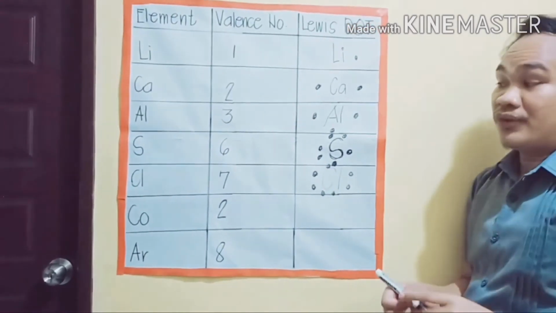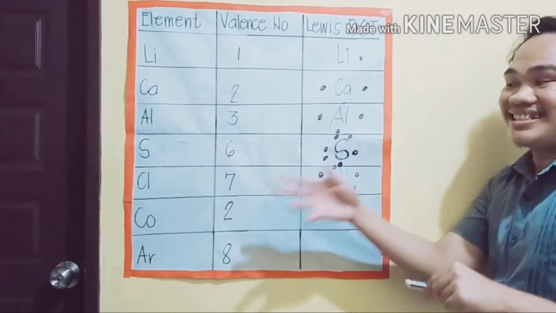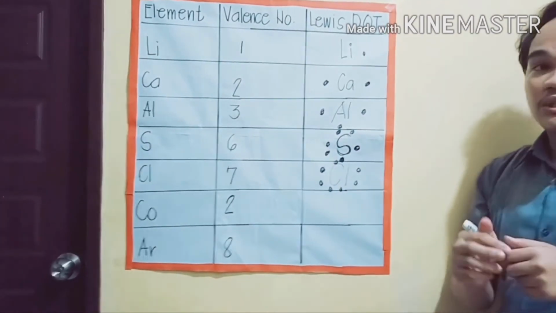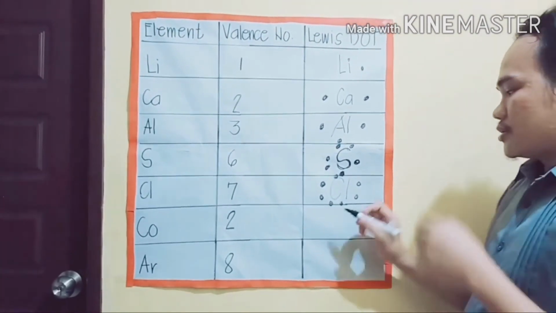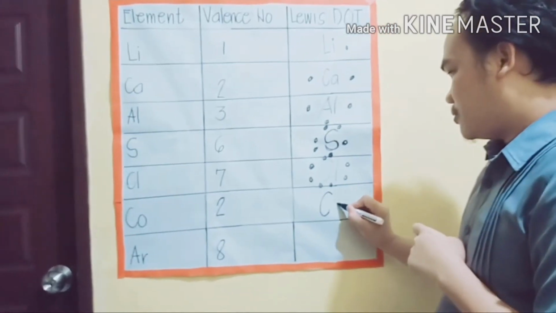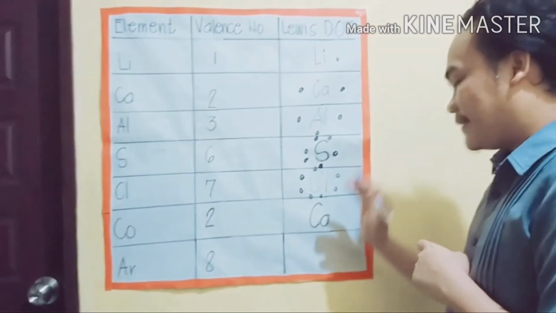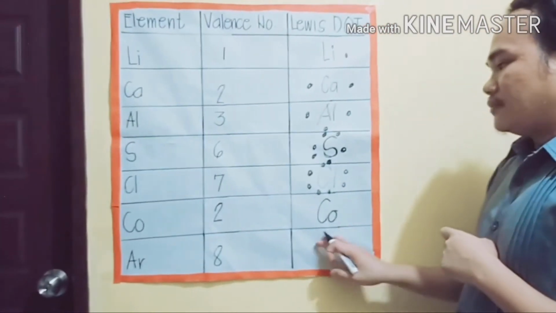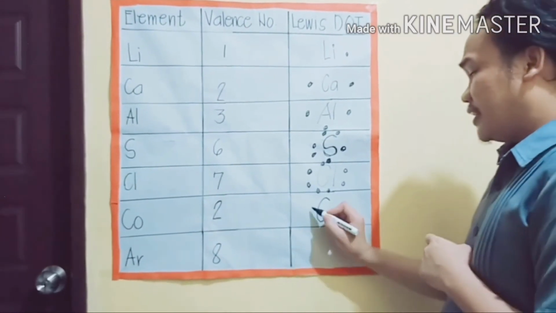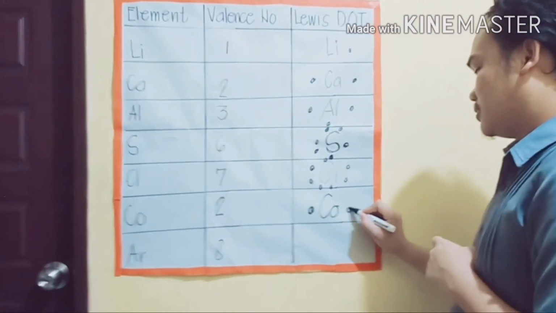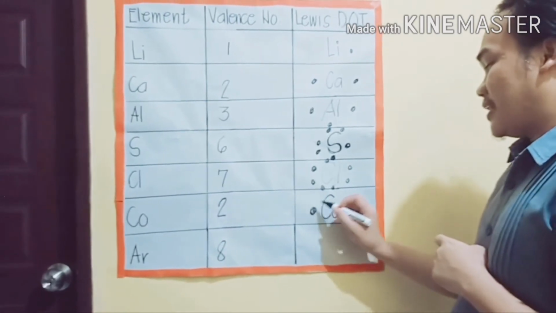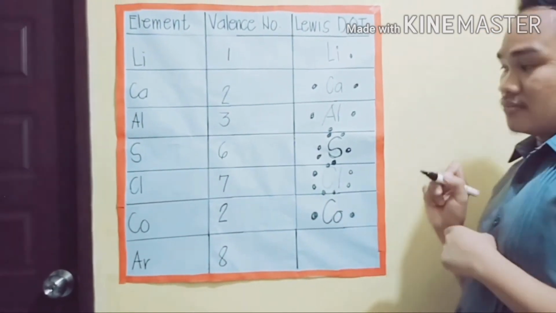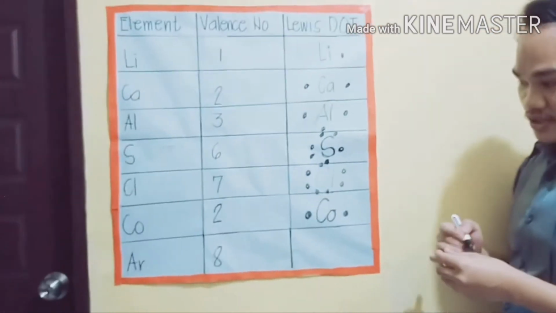Another one, we have cobalt. The valence electron for cobalt is 2. Therefore we are going to write the chemical symbol of cobalt and then draw 2 dots. You can draw the dots on top or bottom. It depends upon you.